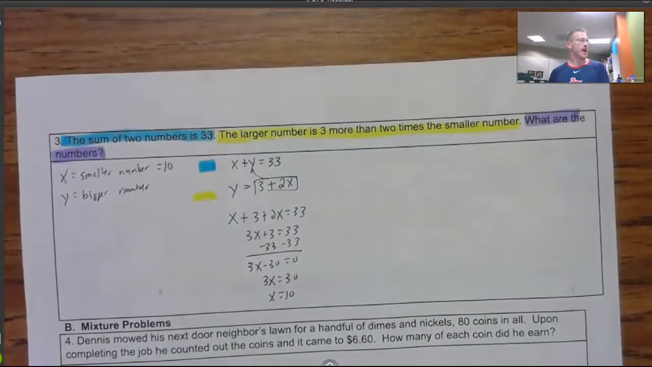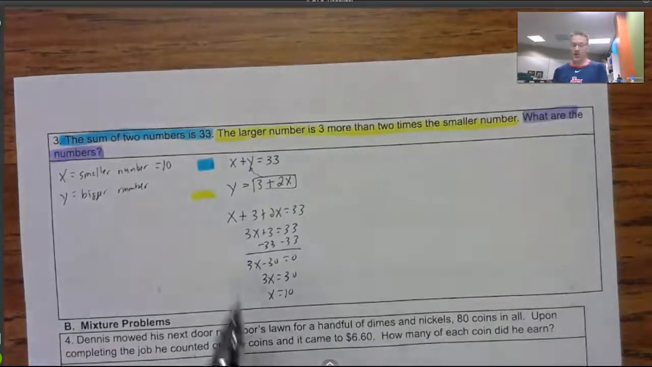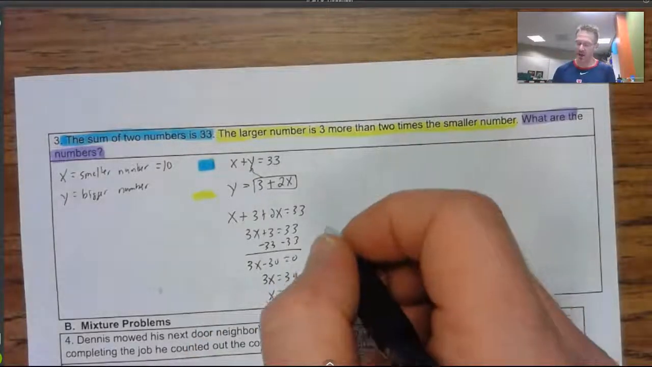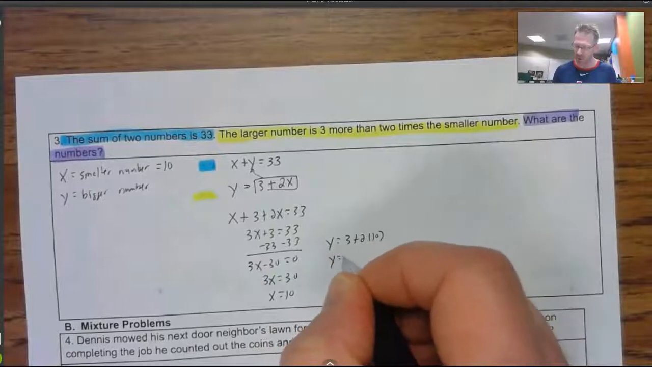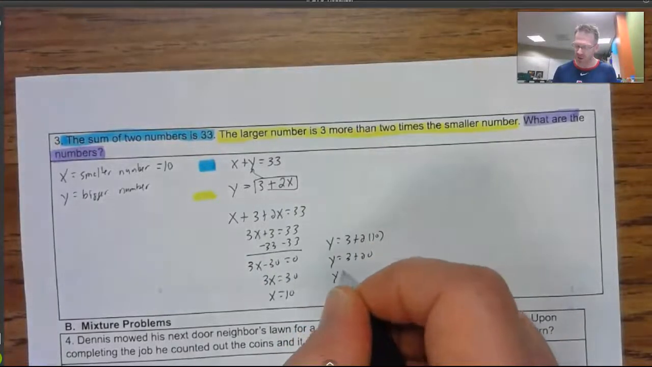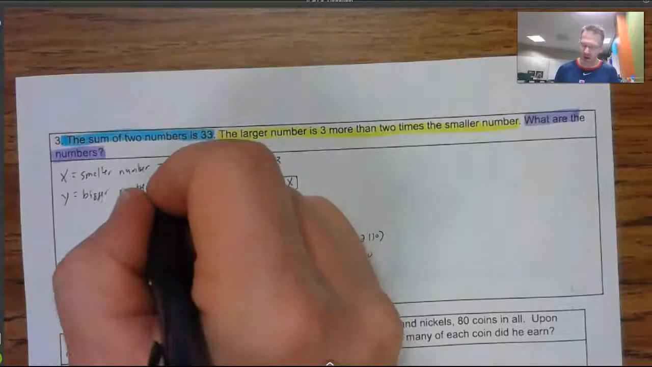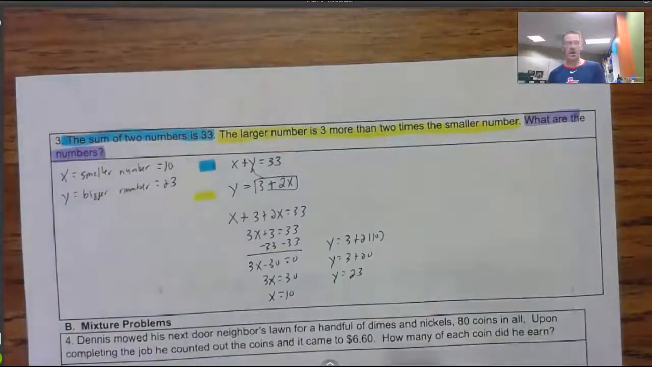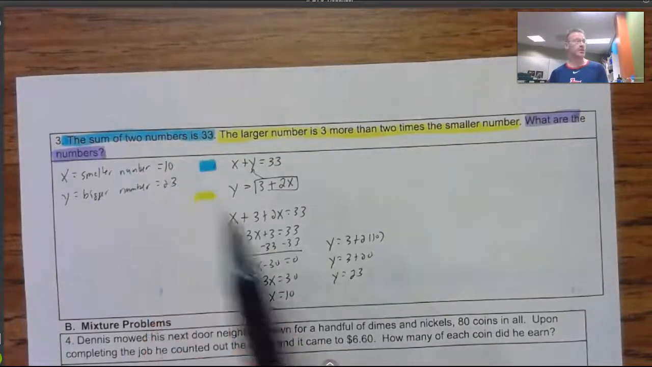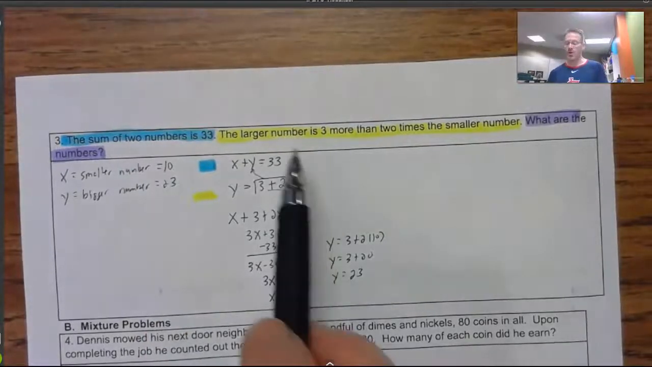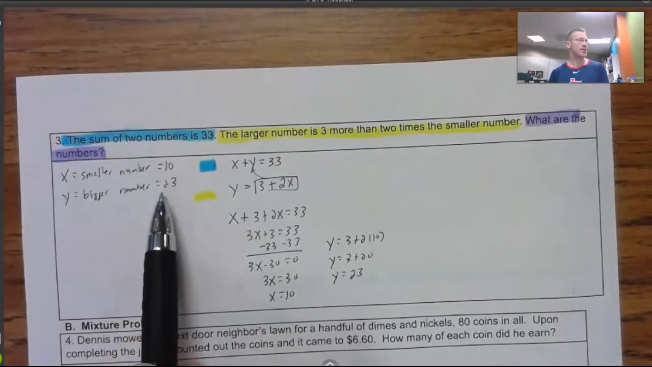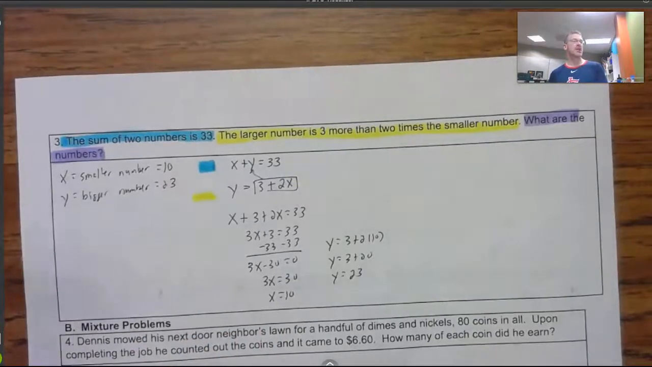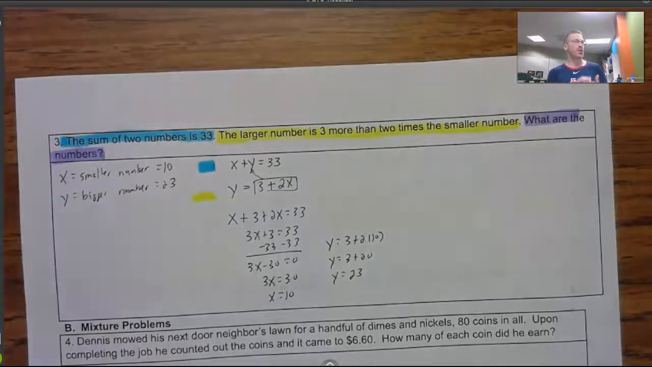Now we have to go back and ask, what's the bigger number? I'm going to go back to y equals right here. So y equals 3 plus 2 times 10. So y equals 3 plus 20, y equals 23. And notice I can check this really quick. The sum of the two numbers is 33. Yep, 10 plus 23, that works. The larger number is 3 more than 2 times the smaller number. Well, 2 times 10 is 20. 3 more than that is 23. So once you get your answer, the nice thing about these is that you should be able to go back and check those answers pretty quickly.